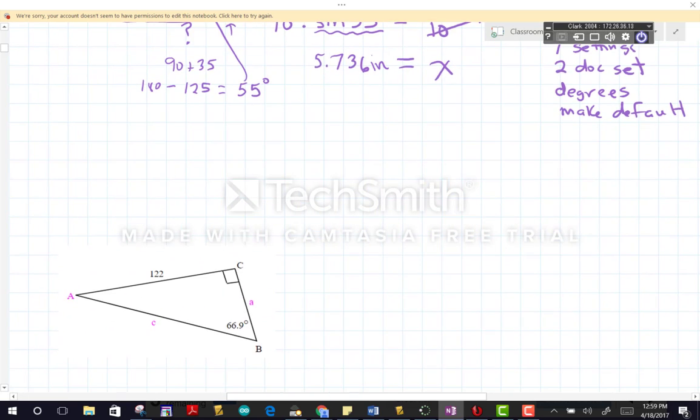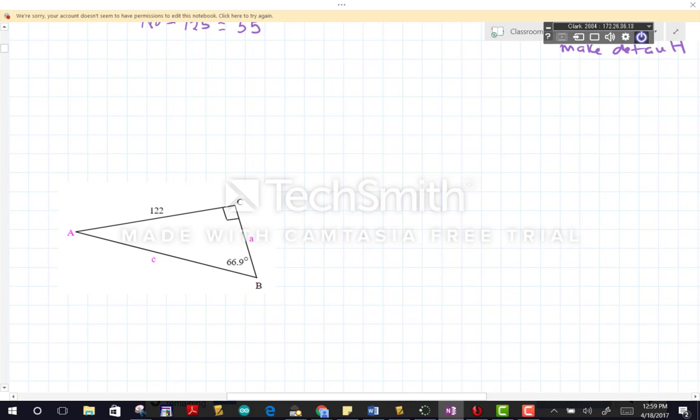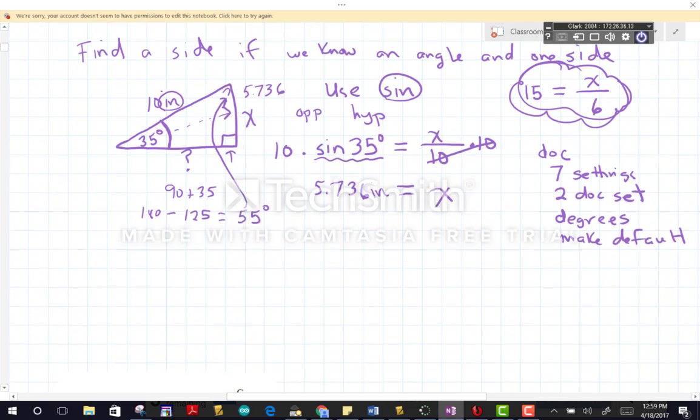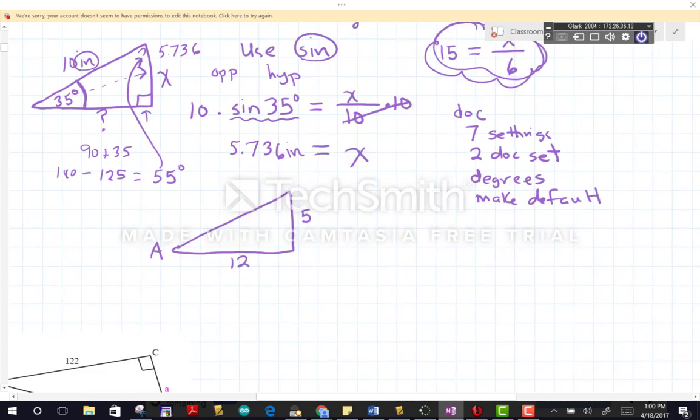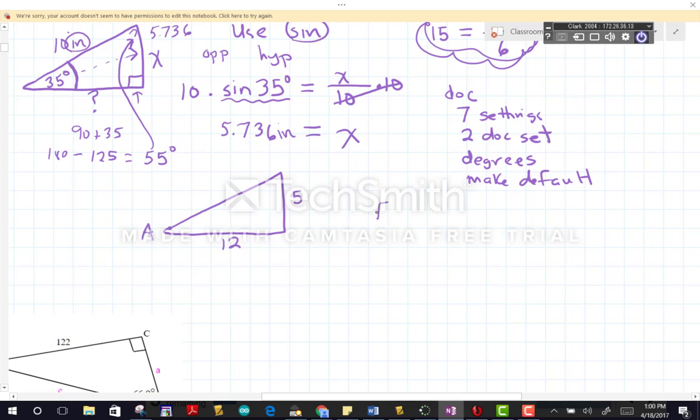So there's one other kind of problem. Okay, hold on. Sometimes you're going to have a triangle, and you're going to know this side and this side, and the problem might say find angle A.